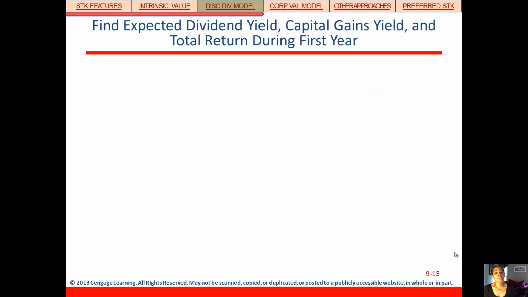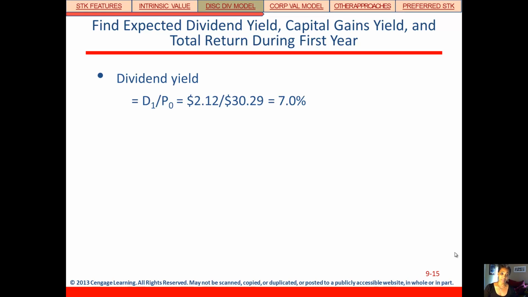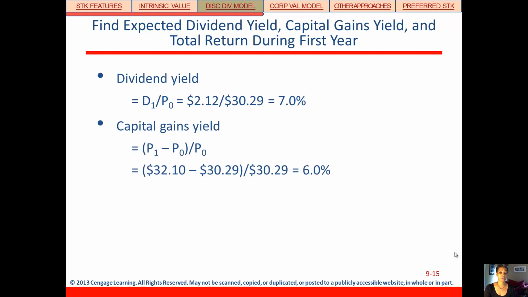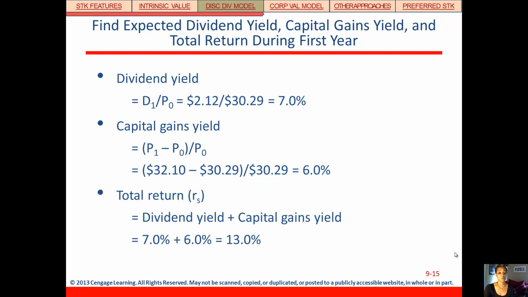So now, what if we wanted to find the dividend yield and the capital gains yield during that first year? Well, the dividend yield is going to be D1 divided by P0, so that's $2.12 divided by $30.29, which gives us 7%. But now, because we know that the total return on the stock is the dividend yield plus the capital gains yield, then we know that the capital gains yield has to be 6%. So we can figure it out the long way, taking P1 minus P0 divided by P0, or we could have just done 13 minus 7 to give us 6.